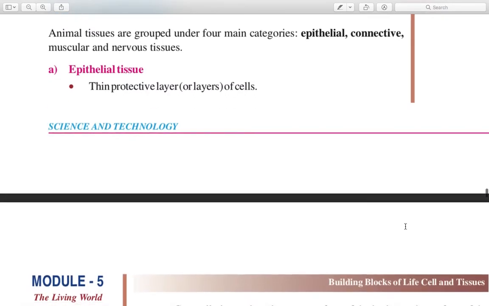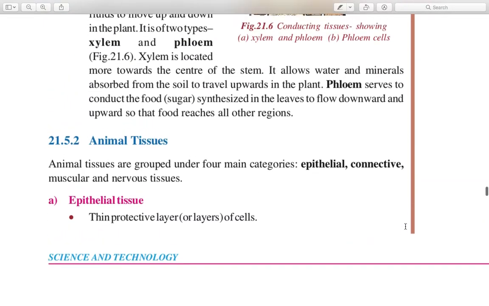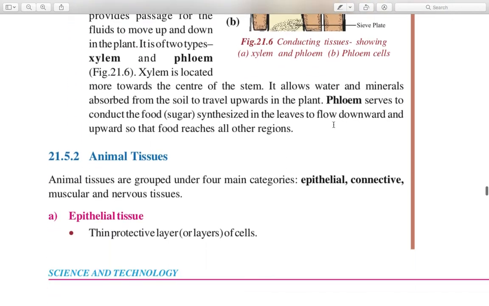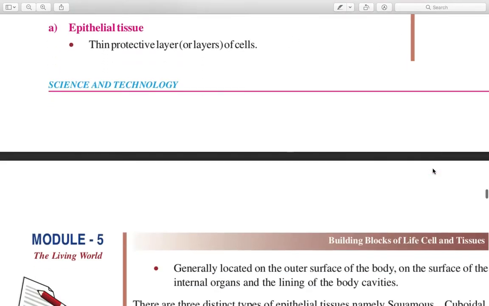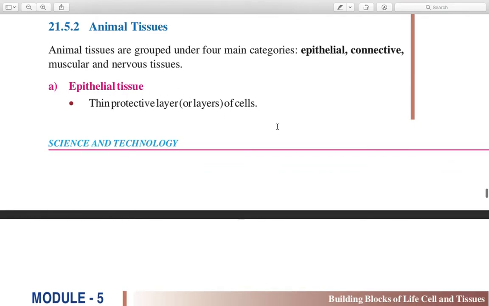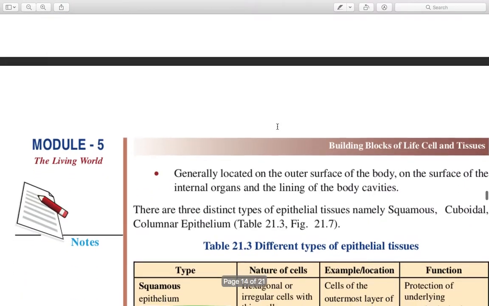Now we'll see about epithelial tissue. They are a thin protective layer of cells. Okay, before we saw about plant cells, now we are into animal tissues. Animal tissues are classified into four main categories, that is epithelial, connective, muscular, and nervous tissues. Now, the first one is epithelial. They are a thin protective layer, okay, for protection of cells.